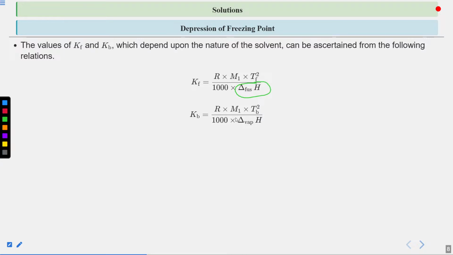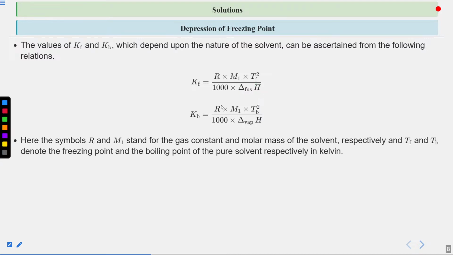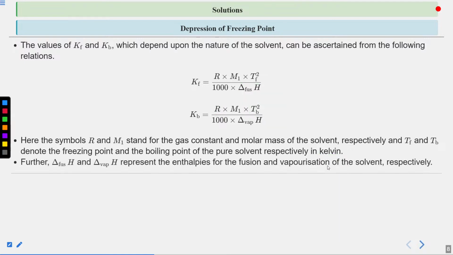Similarly, for the case of Kb, R is the universal gas constant, Tb is the boiling point of the solvent. So in case of freezing, we have taken the freezing point. Here we are taking the boiling point. Initially we were taking the enthalpy of fusion. Now we are taking the enthalpy of vaporization. And all of these things should be in Kelvin. Your temperature should be in Kelvin. As I have told you, these are enthalpy of vaporization and enthalpy of fusion.